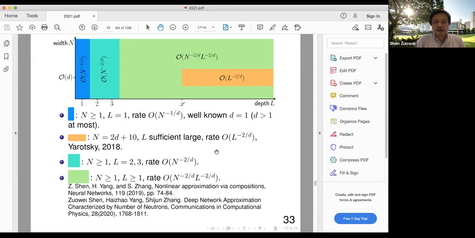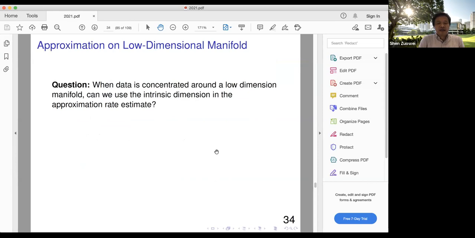What is the result for continuous? Whatever, people may not be happy with that. If you are not happy with that, one of the things people say is, okay, your D can be huge, but your data, your function, your data may be concentrated around a lower dimensional manifold. So that's what people like to use instead of D, the intrinsic dimension.